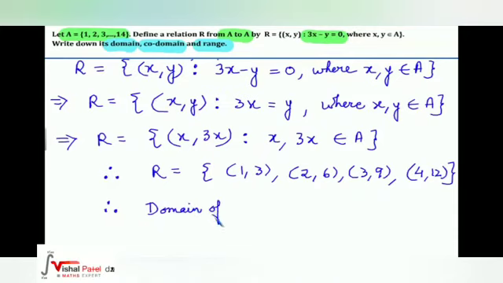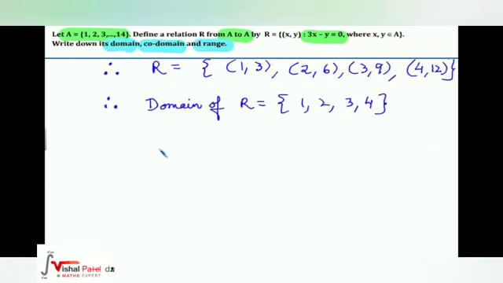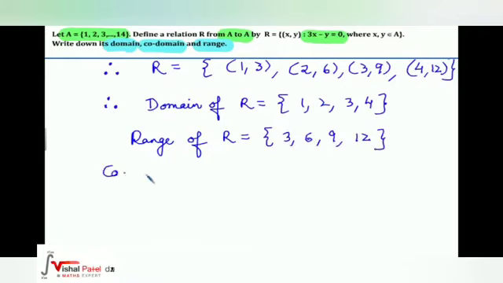So domain is equal to the first elements of your relation. So the first elements of all pairs are 1, 2, 3 and 4. It's called your domain. Range is equal to the second elements of your relation. So all your second elements are 3, 6, 9 and 12. So your range is 3, 6, 9 and 12. And codomain is your whole second set. Here the second set is A to A, so your second set is also A. So your answer is 1, 2, 3, 4 up to 14.